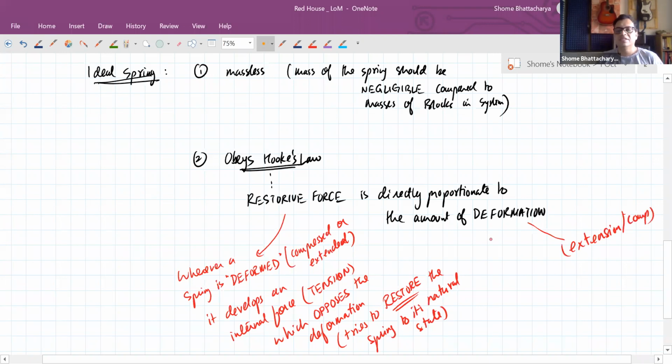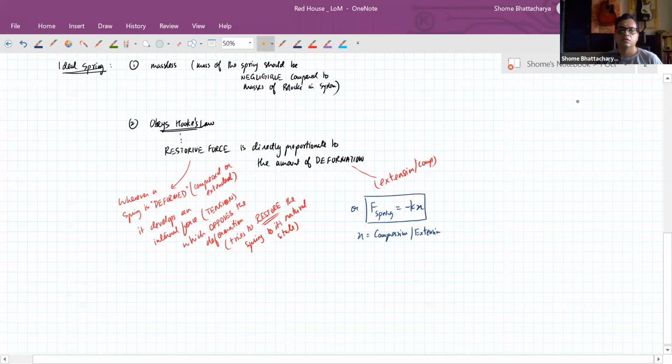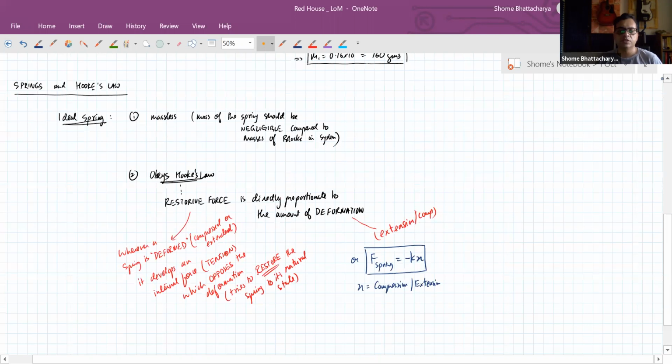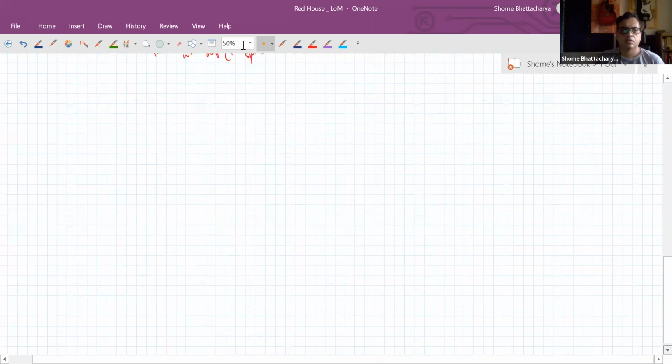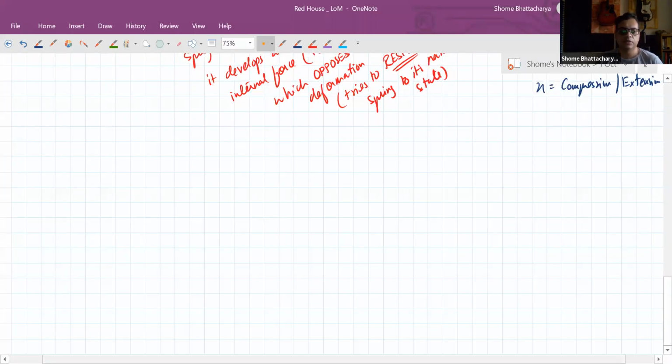So in simple language, the statement is that the spring force is minus kx, where x is the compression or the extension in the spring. Or actually, wait, before you make a note, let me explain this with a diagram. I'll come back to this statement. Then it'll be clear what the meaning of deformation is.